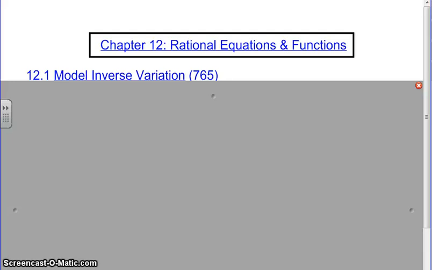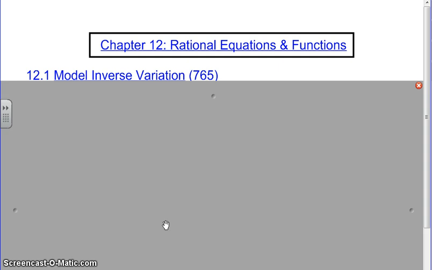Okay, so today we're beginning chapter 12, which is about rational equations and functions. In 12.1, the first section, we're going to model inverse variation. So we get to see a new type of graph. It's cool. It's really the final type of graph that we get to see.